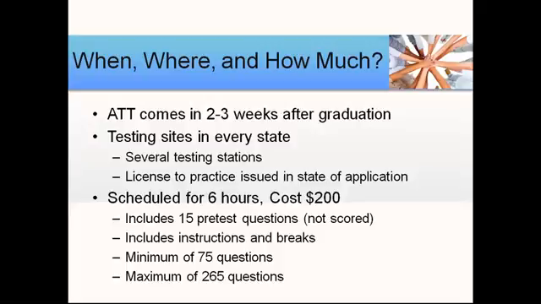Instructions, pretest questions, and breaks are included in your 6-hour time frame. You will for sure have 75 questions, and you may have up to 265 questions. If you are done at 75 questions, you have either passed with 95% stability or failed with 95% stability. And remember, if you need to change your appointment, you have to see the NCLEX Candidate Bulletin on how to do that.